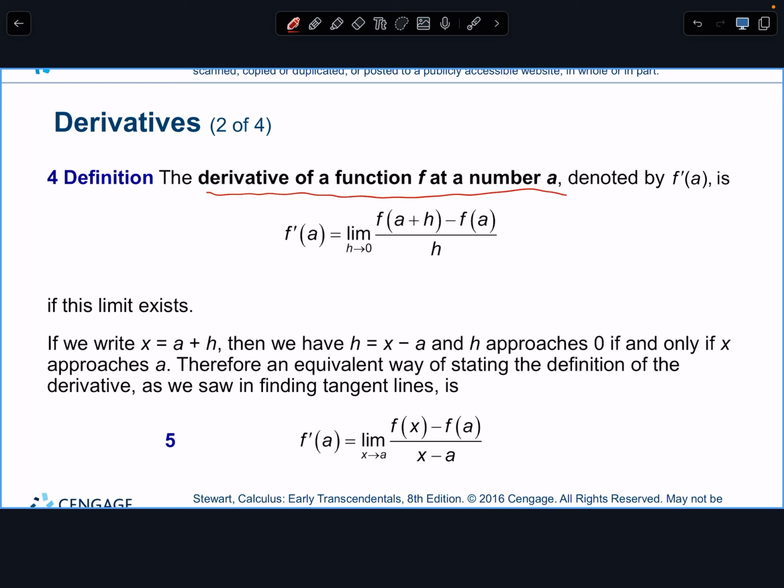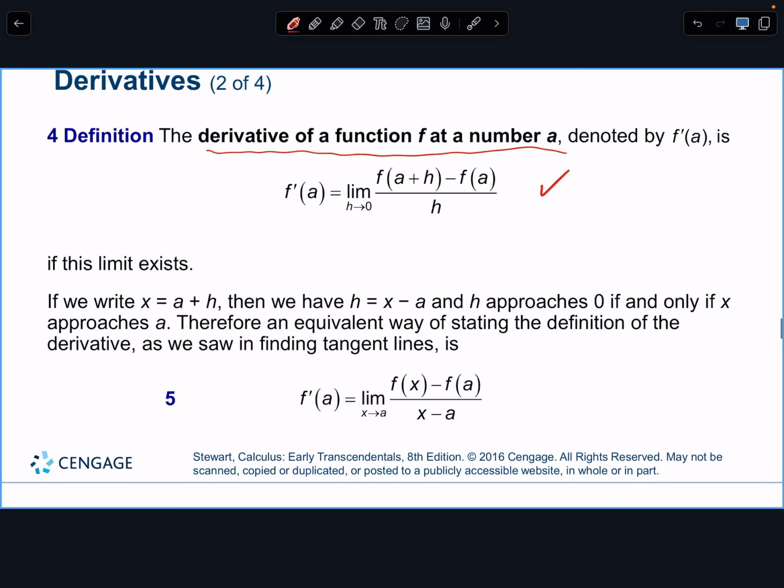In the next section, 2.8, we're going to talk about the derivative as a function. We're going to keep this x, not a single point a. That's the difference between this section and the next one. Anyways, there are two formulas here, and we're going to use them both on our homework, on our worksheet.